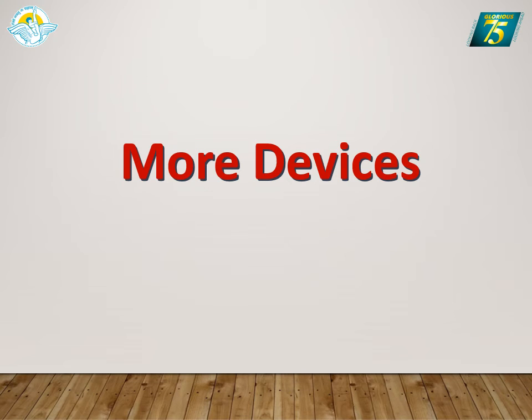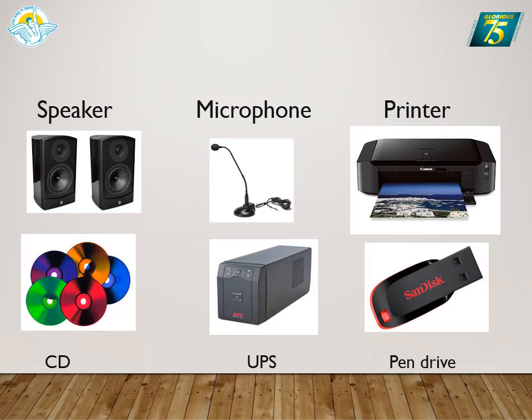Now let us see more devices. Speaker. With the help of a speaker, we can listen to music. Microphone, we can record our voice. With the help of a printer, we can take a printout. And CD, you can store all your information like your wedding pictures, birthday photos, everything. And a pen drive is also a kind of storage device which is used to store all your important information.